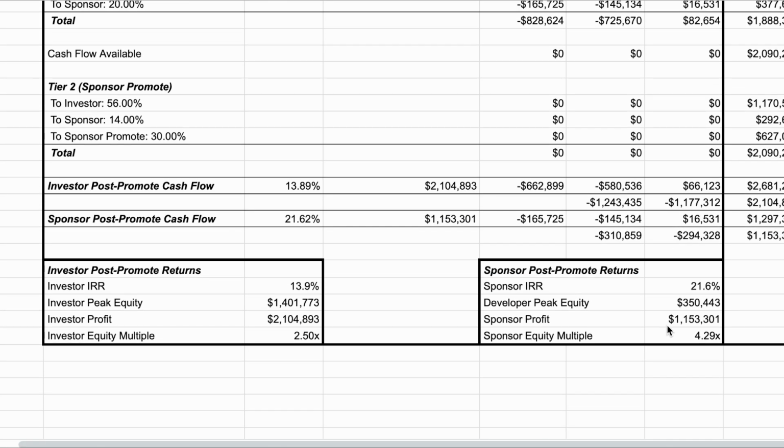That incentive, those promotes, mean that at the end of the deal, as projected, the investors receive a slightly lower IRR than the deal level total, whereas the sponsor receives a slightly higher, or in this case, significantly higher IRR as an incentive to perform well on the deal.